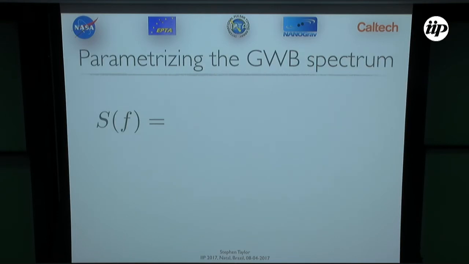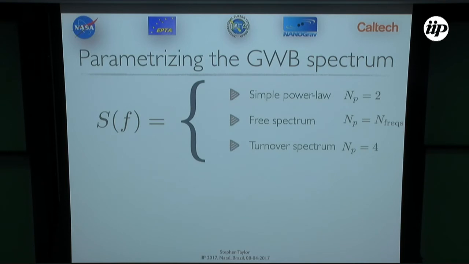There are lots of different models we could make for that power spectral density, though. You could have a simple power law for the background, so you've got an amplitude and spectral index. You can just parameterize it as something which floats free per frequency. So you'll actually get a spectrum. That's the number of frequencies, obviously, in dimension. And then you could have a turnover spectrum, which I talked about a few days ago. You've got an amplitude, you've got a spectral index, but you'll also have some sort of bend frequency at lower frequencies, and then something which dictates what the slope is at lower frequencies as well.